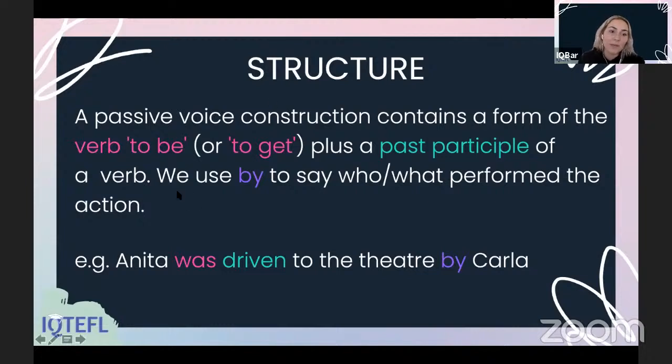The next part would be that we use by to say who or what performed the action. Now we don't always need to include this. If we don't know who did the action or who performed the action, it's not necessary. It doesn't take away from the sentence. That is extra information. So for example, we could say Anita was driven to the theater. The sentence still makes sense, but we know who drove her there. She was driven by Carla. So that is just an easier way for them to understand.